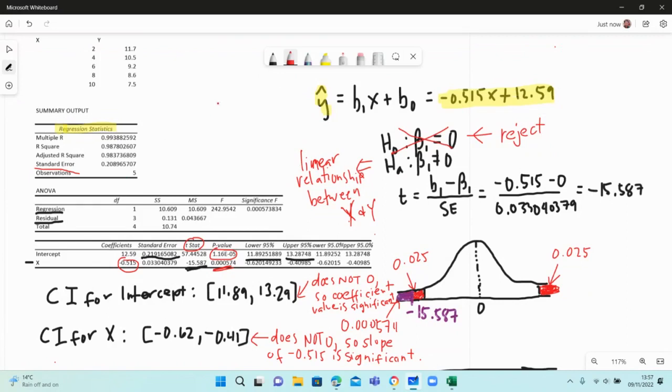And this can be seen by looking at the R square value of our regression model, as well as the multiple R value for our regression analysis.